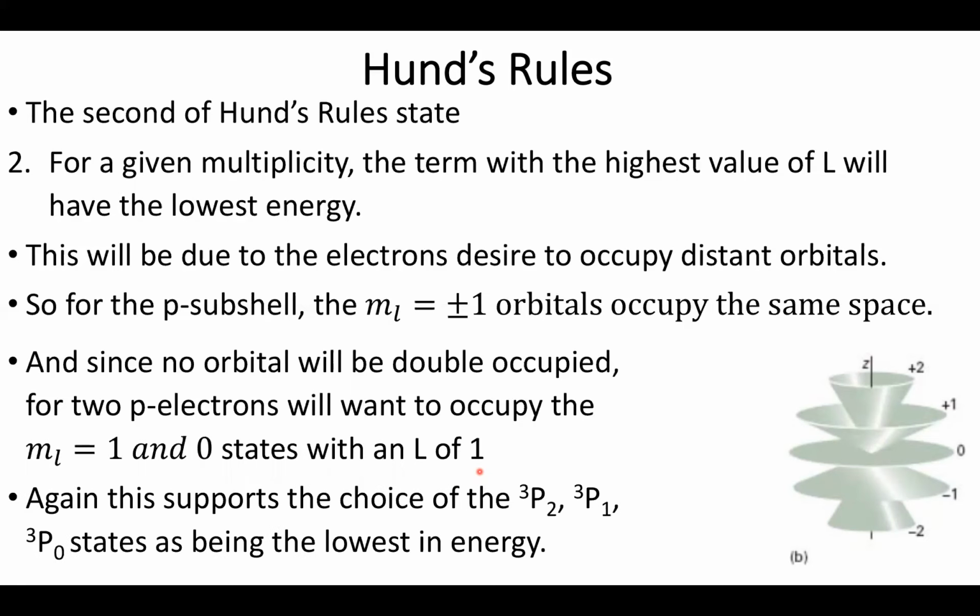So this will again support our choice of our p orbitals because, despite the fact that the second of Hund's rules would say that D would be the lowest, the first says that the triplet will be optimized. But if I was going to figure out who is lower in energy between my singlet D and my singlet S, I would tend to choose the singlet D because it has a higher value of L. So it turns out in this case, the second of Hund's rules wasn't that helpful. So let's move on to the third.